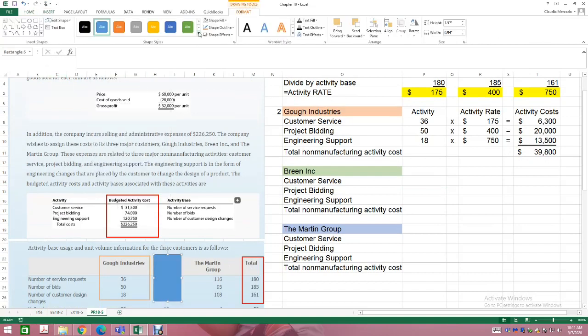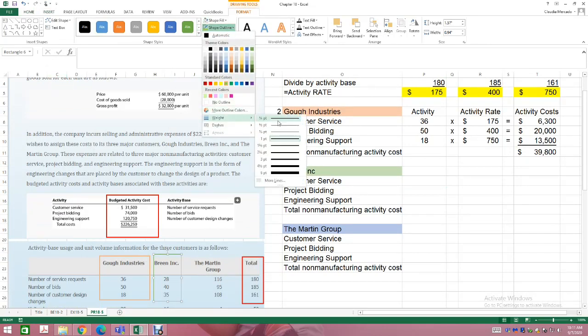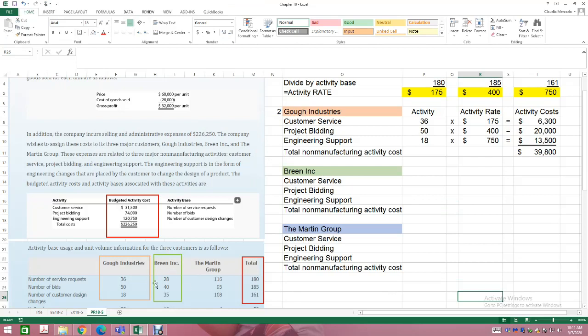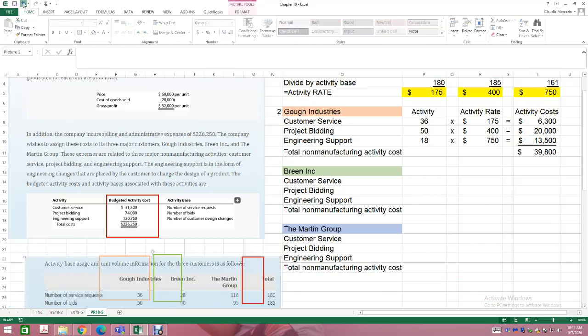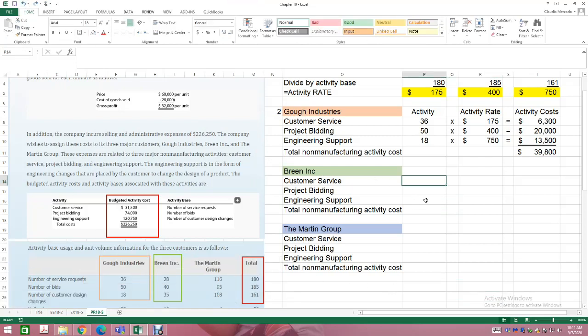For Bryn, we're going to get this information right there. So we have customer service 28, project bidding 40, and 35 engineering support. And we're going to multiply that.